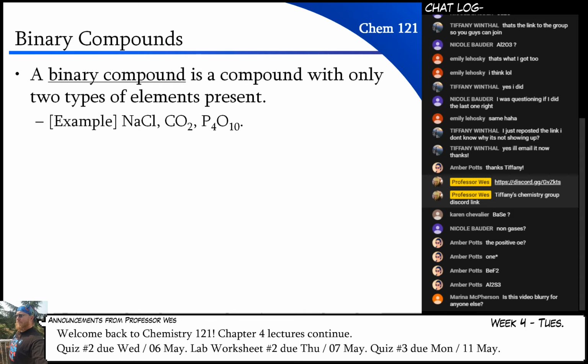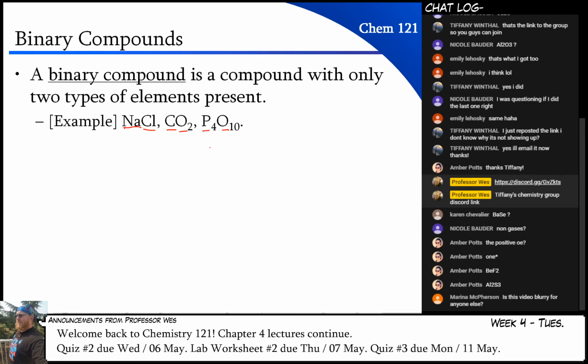Alright. First thing we're going to do is define something as a binary compound. Binary compounds are any compound that contains only two types of elements. For instance, NaCl, there are two elements. The first one is sodium, and the second one's chlorine, or chloride. CO2, we got a carbon and oxygen. And this P4O10 thing, we've got P and O. There can only be two elements for it to be binary.